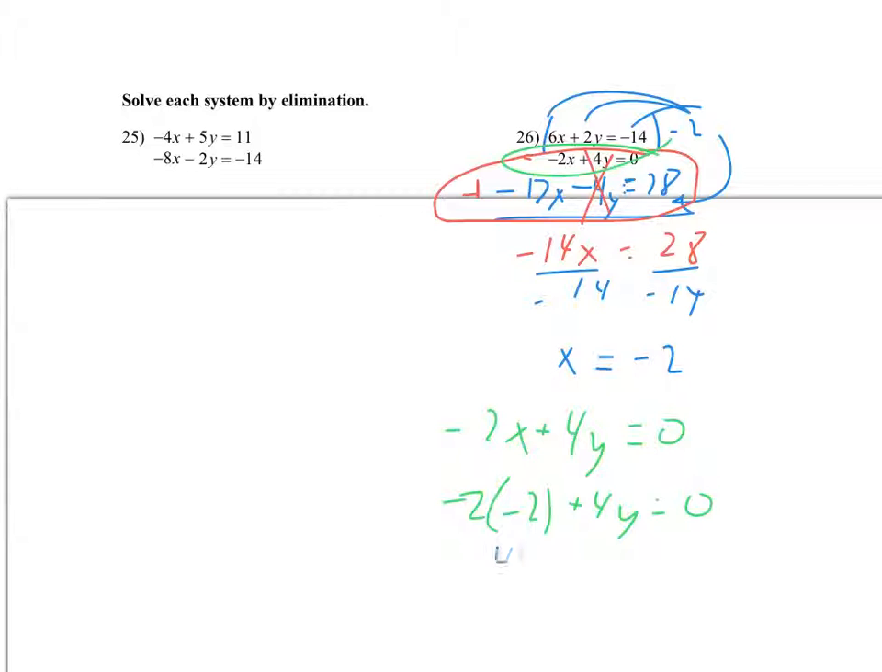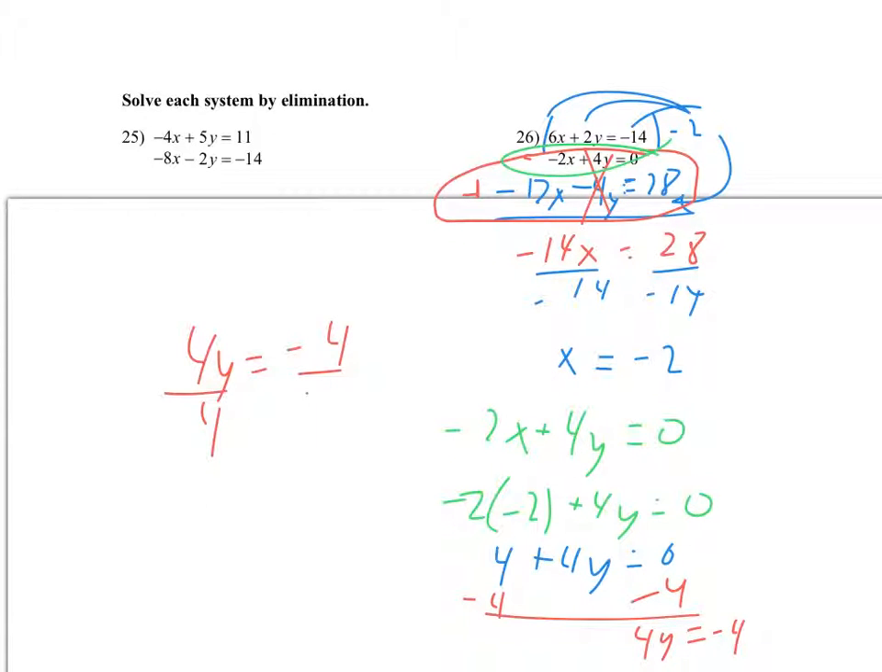And so that would say that 4 plus 4y equals 0. So I'm going to subtract the 4, and I get 4y equals negative 4. I'm going to rewrite that over here, and then we'll divide both sides by 4, and y equals negative 1. I always like to list the answers here as the coordinate points. That would be negative 2, comma, negative 1.